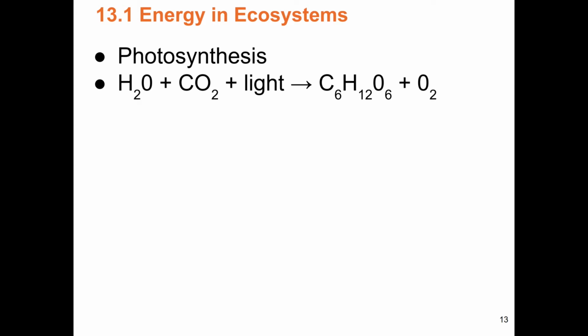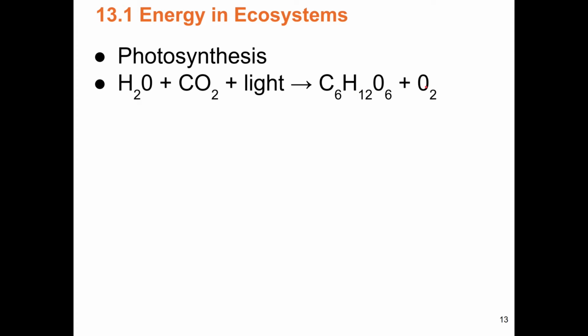So real quick, and we'll probably hit this a couple times in this chapter, but photosynthesis is magic. Photosynthesis is when plants take in water and carbon dioxide and light and make sugar, C6H12O6, and oxygen. So that's plants taking in water and gas and light and making sugar and oxygen.